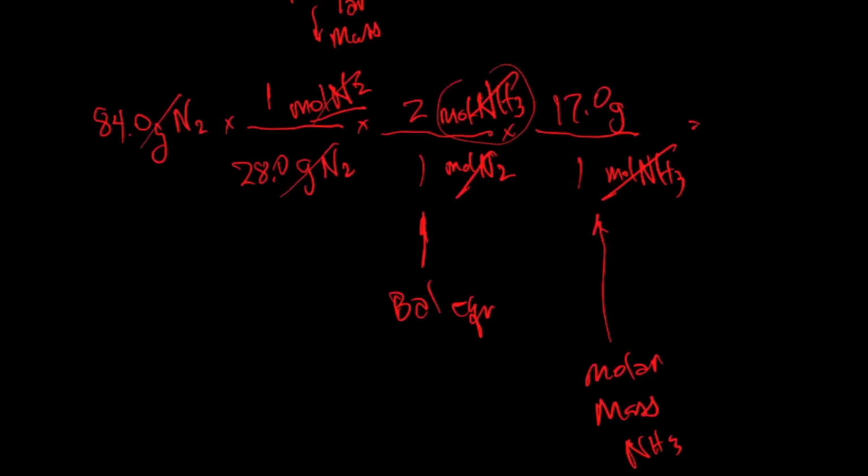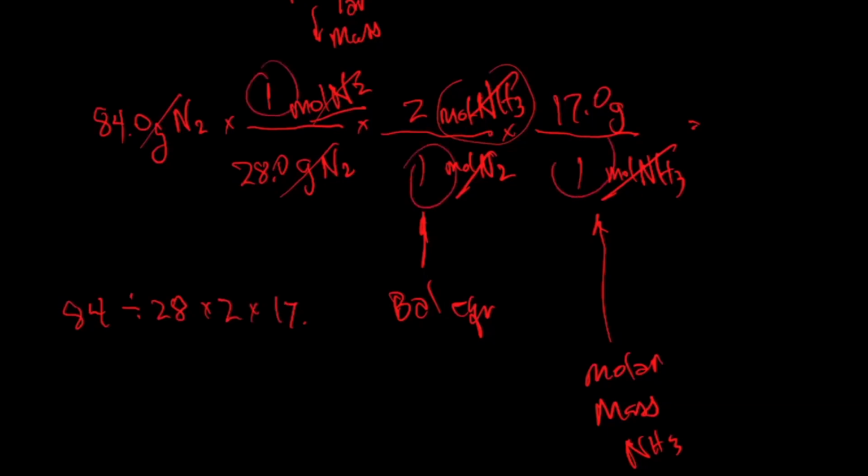That's the 3 steps that I just showed you. What you would do in your calculators, you would take 84 divided by 28, multiply by 2, and multiply by 17. You see how you have ones here?